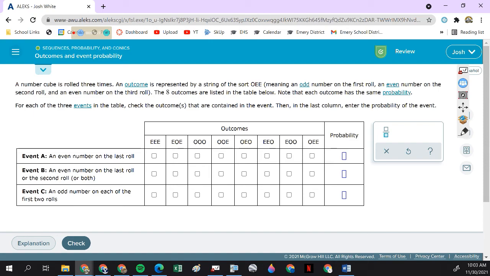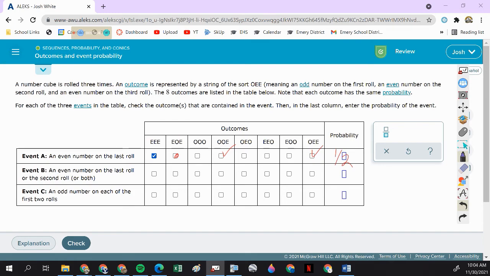Okay? So, event A, an even number on the last roll. So how many of those have an even number on the last roll? This one, this one, this one, and that one. So how many of the events have an even number in the last roll? 4 out of 8, which becomes 1/2.